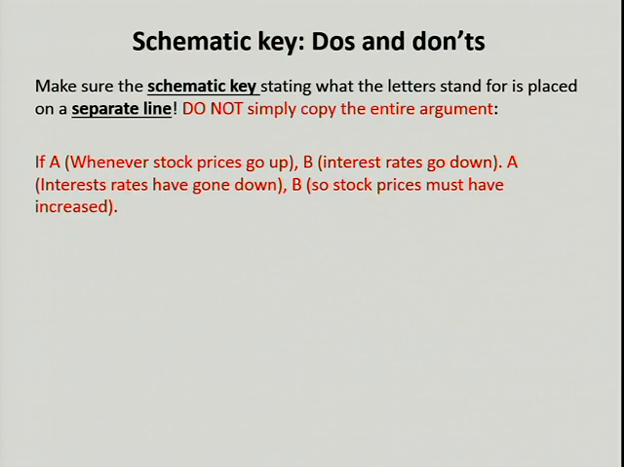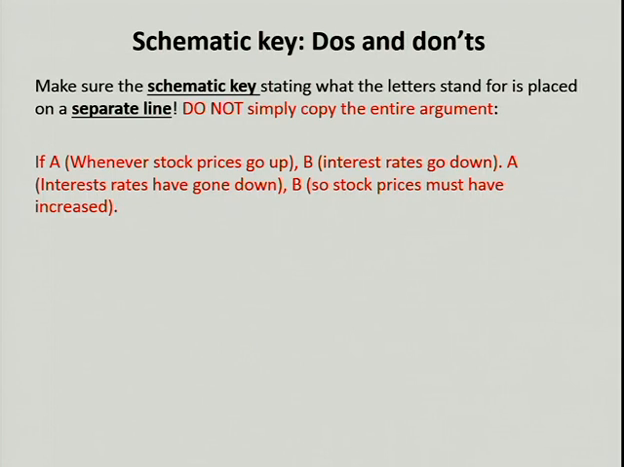Let me see. Another thing I don't want to see, and we're almost done, but again, this is just trying to prevent you from losing points. When you're substituting in the schematic key, when you're saying what your A and what your B stands for, you also don't do something like this. You also don't just mix it all up into one sentence and then copy in what your key stands for, right? That's not what I'm looking for.